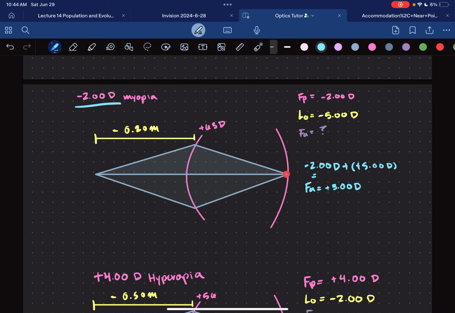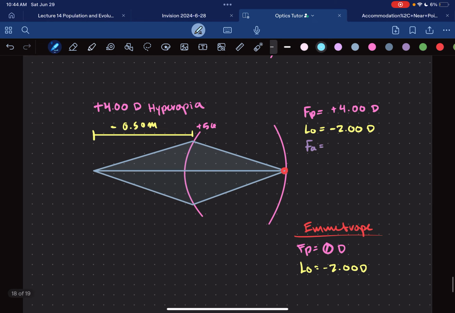Or if you want to conceptualize it, if the object divergence is -5, then the emmetrope will have to accommodate a +5. And then if they're a myope, they'll just have to do however much their prescription is less than that.